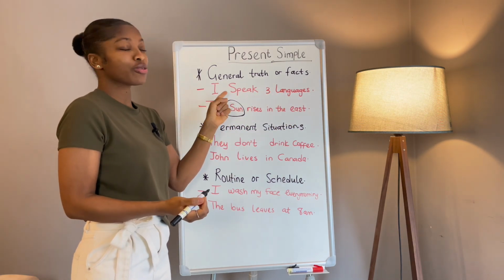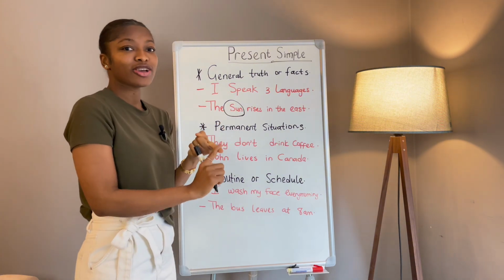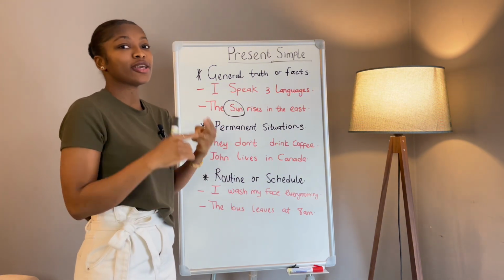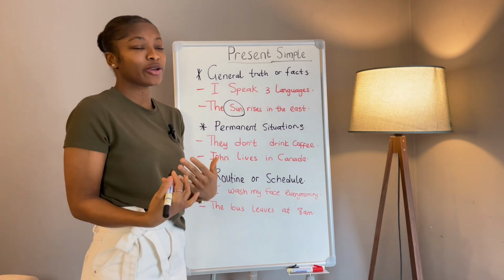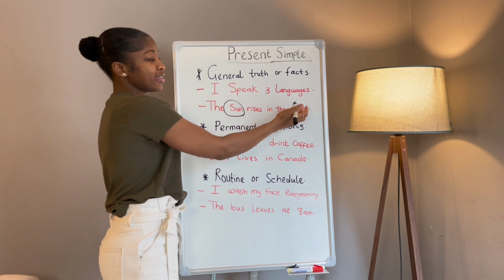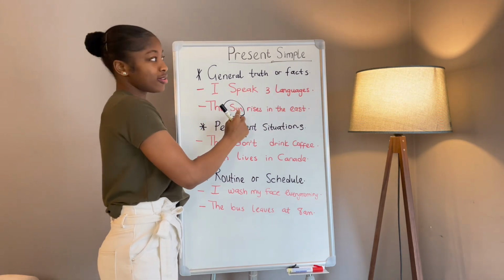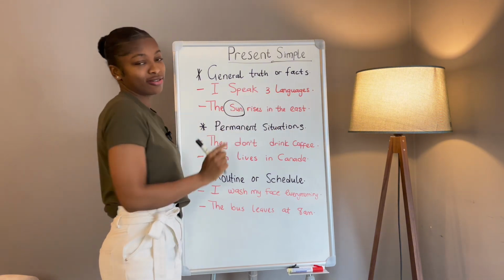This is a truth about me. It's a fact about me. I speak English, I speak Russian, and I speak Yoruba, which is my native language. The second sentence says, the sun rises in the east. This is a fact about the sun. The sun rises in the east.